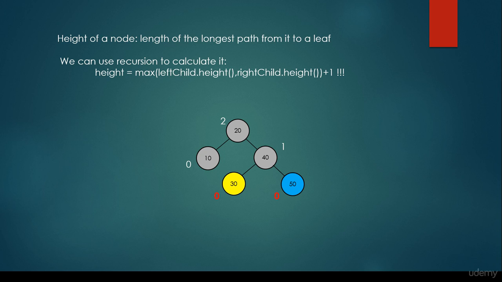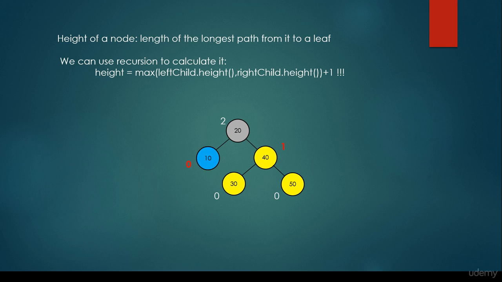So for example, we have the vertex 40. It has a left child, 30, and a right child, 50. Both of them have height parameter 0. So we have to decide what's greater, 0 or 0. It's going to be 0, and we have to increment it by 1, and that is going to be the height parameter for the parent. So that's why the vertex 40 is going to have the height parameter 1.